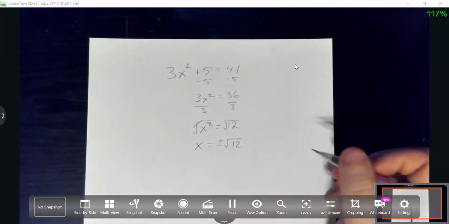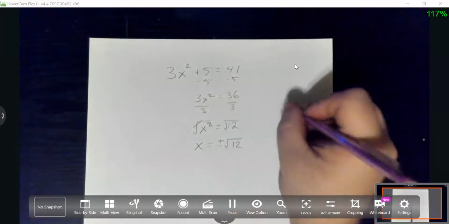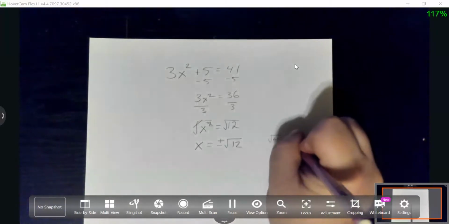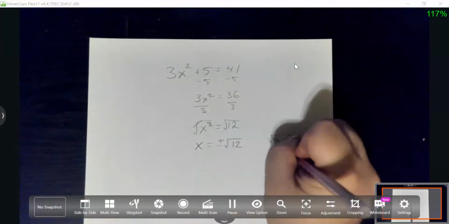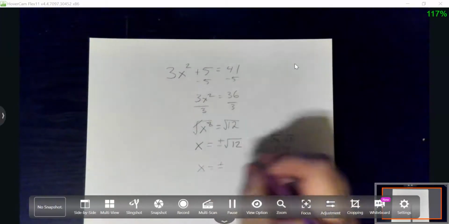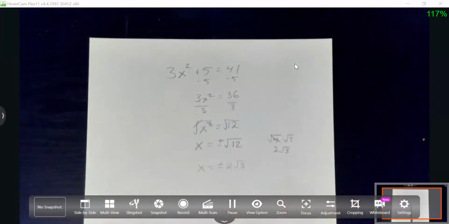Root 12, we need to reduce. We're not done with it. So I know that root 12 is the same thing as square root of 4 times square root of 3, and square root of 4 is 2. So my answer is x equals plus or minus 2 root 3.